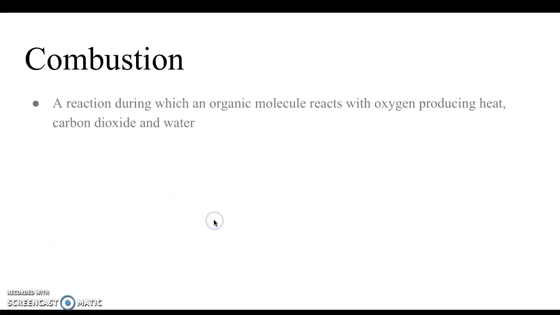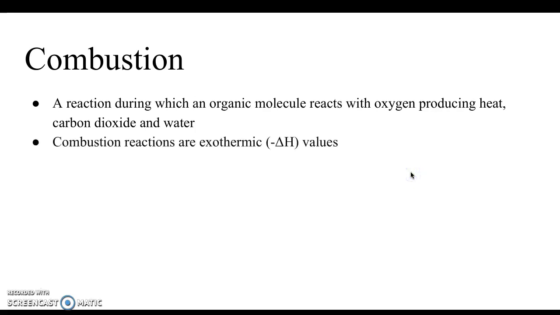Combustion, we should already know this one. This is a reaction of an organic molecule reacting with oxygen to produce heat, carbon dioxide, and water. Again, the main thing here is you have a hydrocarbon, or that organic molecule, and its products are carbon dioxide and water. Combustion reactions are exothermic. They have negative delta H values because they're producing large amounts of heat.